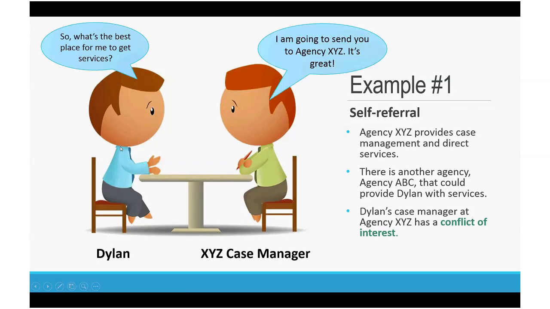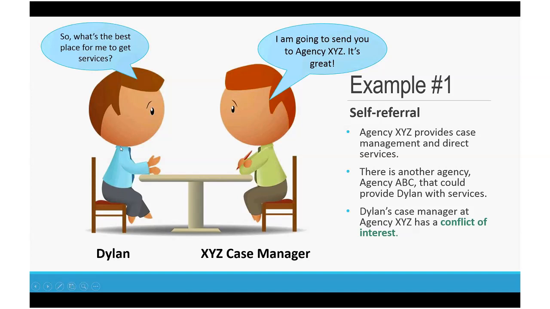So here's another example of potential for conflict. Right now, when somebody comes into services through their designated agency, the agency could potentially just refer the person for direct services to their own agency and not provide information about the full range of options that the person has.